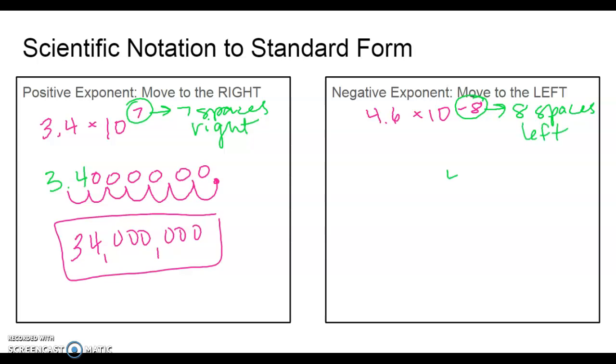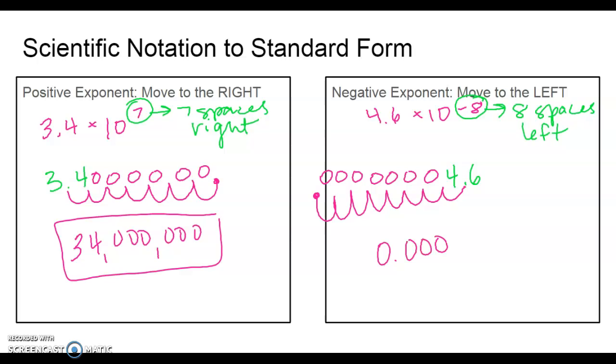So if I start off with 4.6, I take that decimal point and I go 1, 2, 3, 4, 5, 6, 7, 8 spaces to the left. Again, in all of these blanks, I'm going to add a 0. So I see that 4.6 times 10 to the negative 8th power is equivalent to 0.000000046.